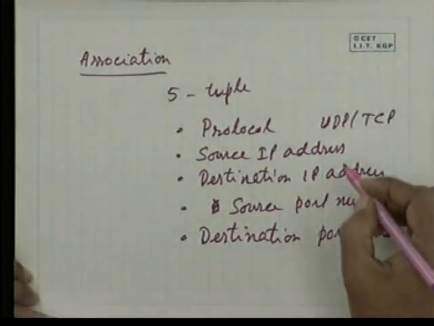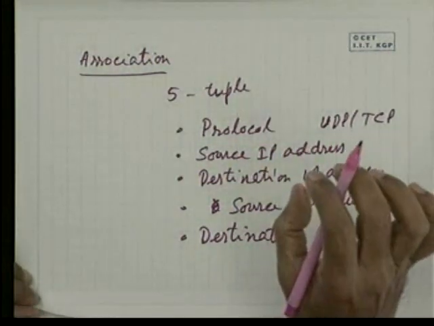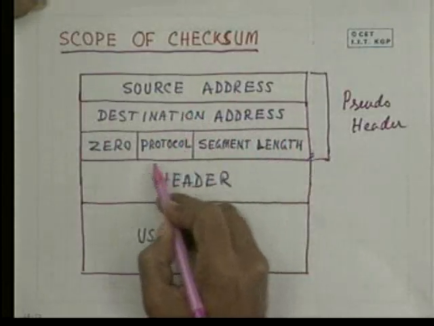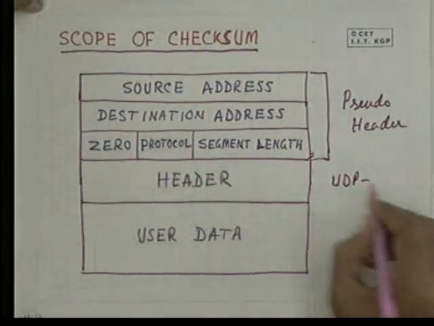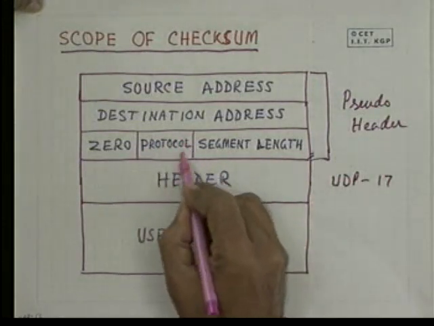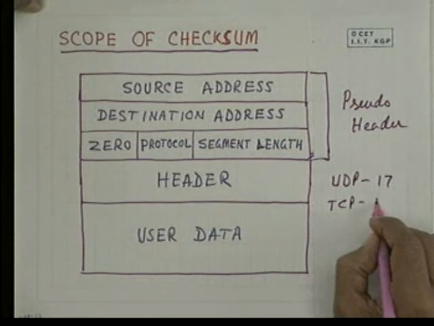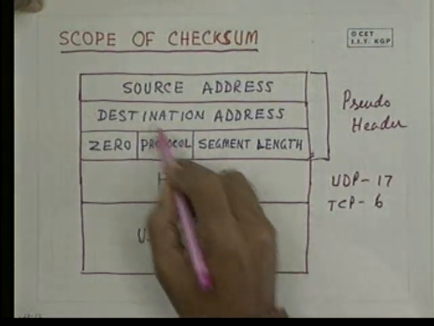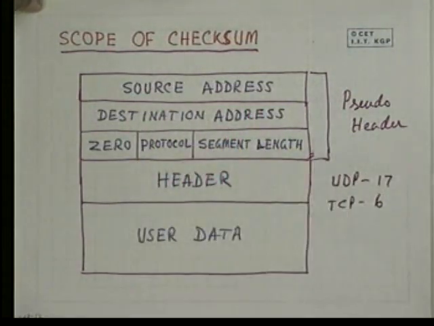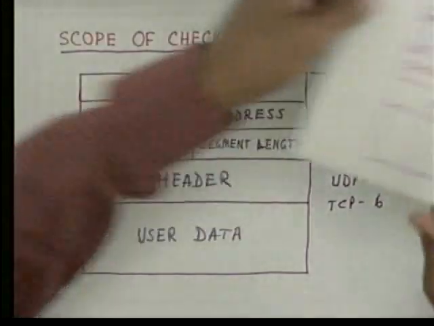And obviously, unless all these components are part of the checksum computation, it cannot be ensured that the datagram is delivered to the proper application. That's why in this pseudo header, the source address, destination address, and here the protocol, if it is UDP, then the value for this protocol is 17. On the other hand, if it is TCP, then this value is 6. So either 17 or 6 is written to indicate the protocol, then source address, destination address, and as part of the header, as you know, the IP addresses are there.